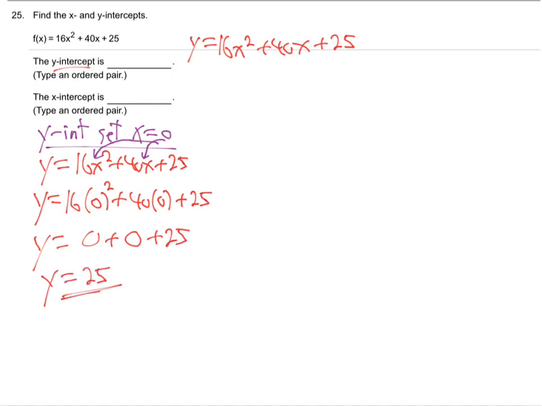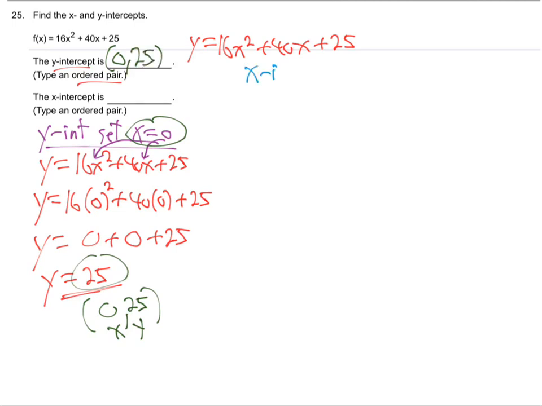Y is 25. So now, careful that they want an ordered pair. That means they want an x and a y with a comma. What's the x? Well, x equals 0 led to y equals 25. So that's (0, 25). Now let's find the x-intercept. If you want a y-intercept, you set x to 0. If you want an x-intercept, you set y to 0. Put that on your 3x5 card. There'll be one question asking for x and y-intercepts on the exam. You always make the opposite letter 0.